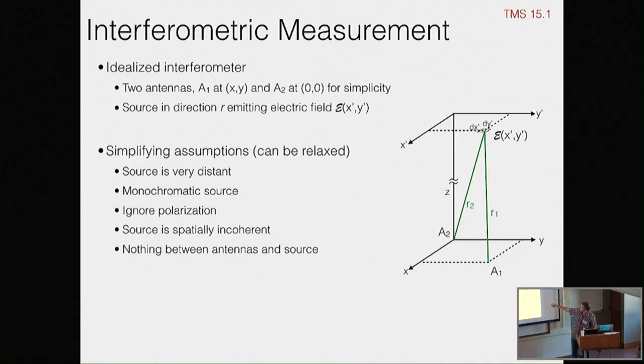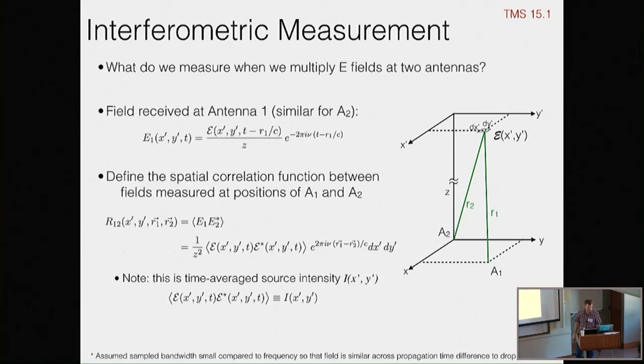So we've got a source. It's in direction R. R1 and R2 are the directions from each of the antennas, but because the source is far away, they're the same direction. They're just different lengths. And it's emitting an electric field. The sky plane is x prime and y prime, and the ground plane is x and y. The antennas are on the ground.